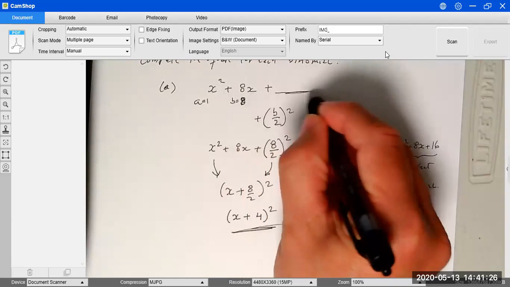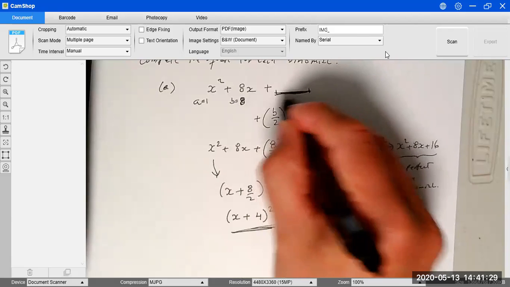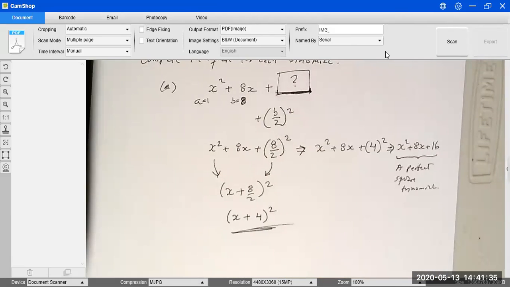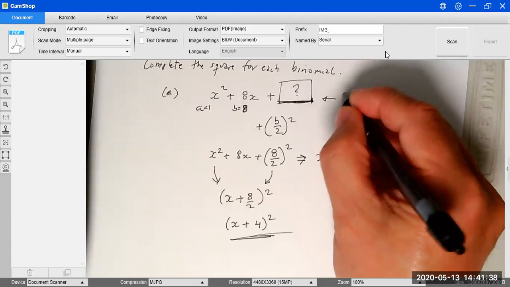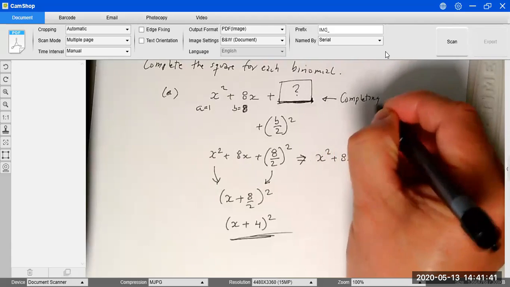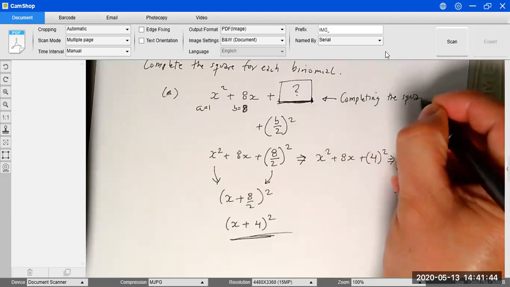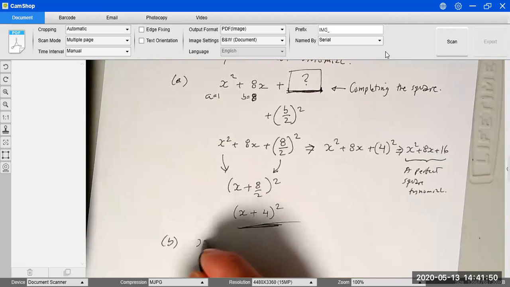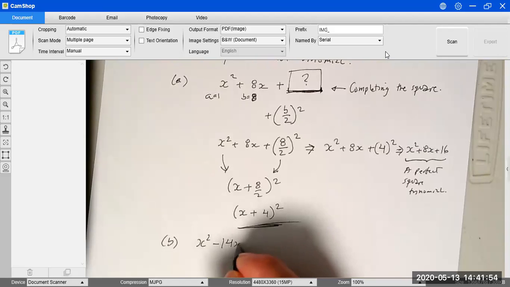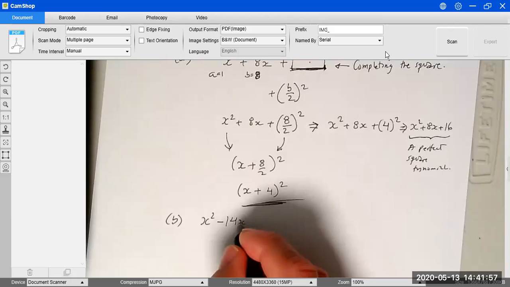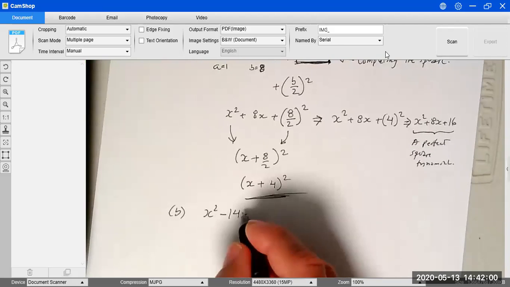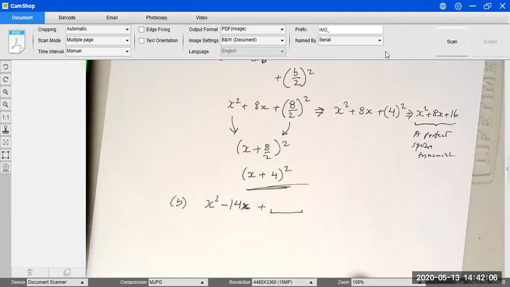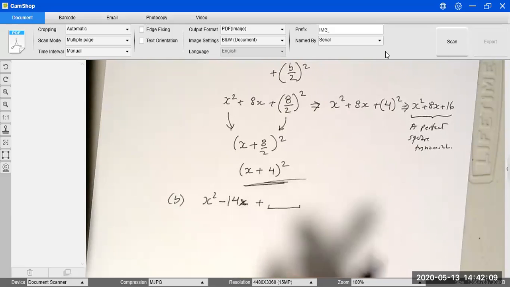That's the perfect square that we get by completing the square. There is something that we are missing here, and we're going to find that something. That is the meaning of completing the square. So let's work two more problems. We have x squared minus 14x, and that's it. This is just a part of an equation, and we want to complete the square. So we want to add something here that is going to give us the opportunity to write the trinomial as a perfect square.